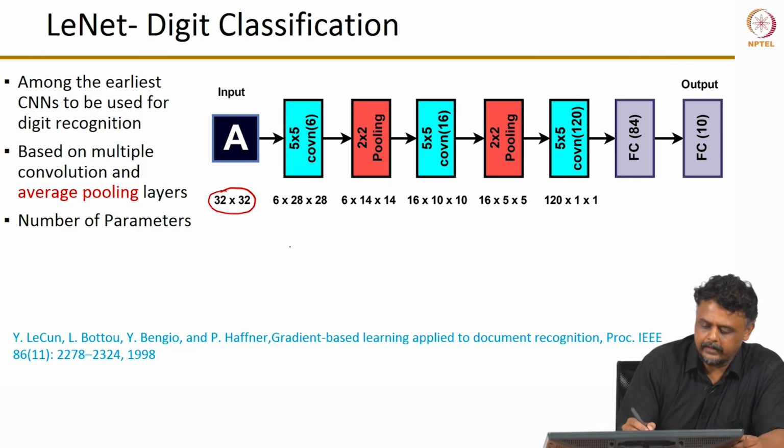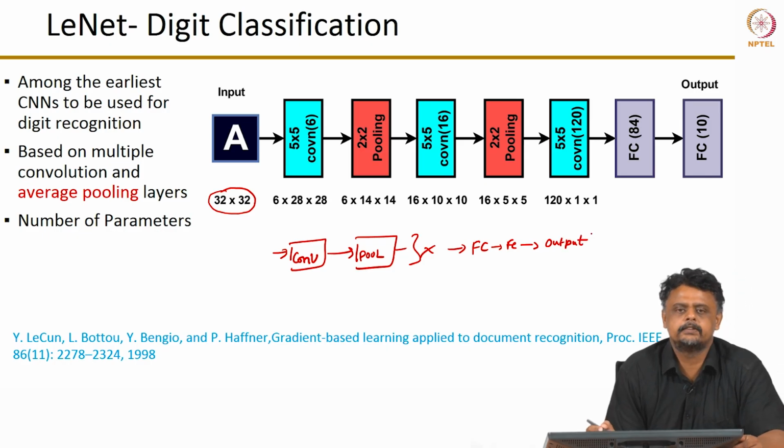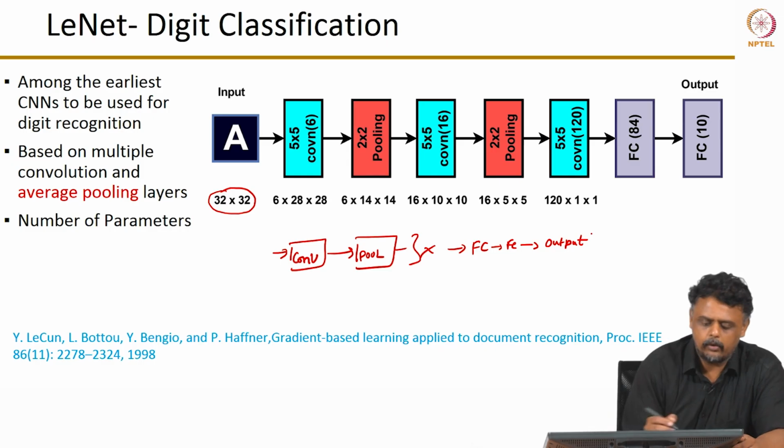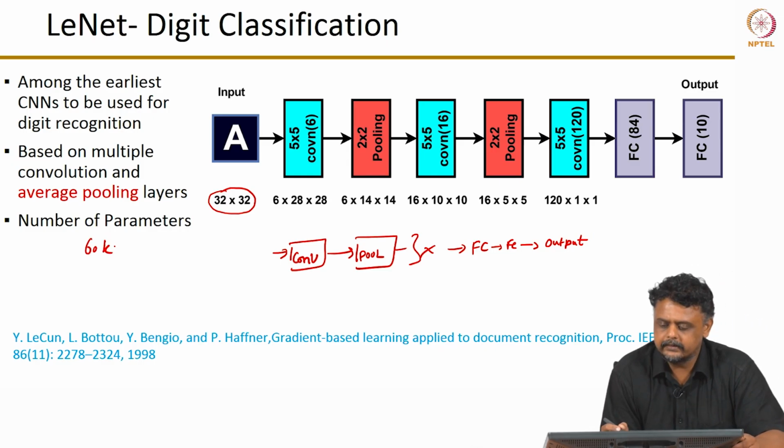The typical architecture is basically input, followed by a convolution, followed by a pooling layer, and this was repeated, leading finally to a couple of fully connected layers and an output, which is basically a 1 of 10 classification. You have to classify digits 0 to 9. The network had about 60,000 parameters. It has several interesting concepts here.